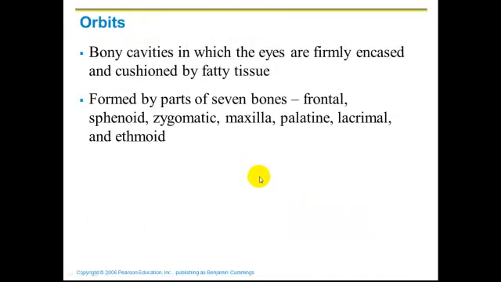Now to look more specifically at the orbits of the eyes. The orbits of the eyes are bony cavities. They are formed by 7 different bones. This is where we have the eyes firmly encased, surrounded by muscle and cushioned by fat.